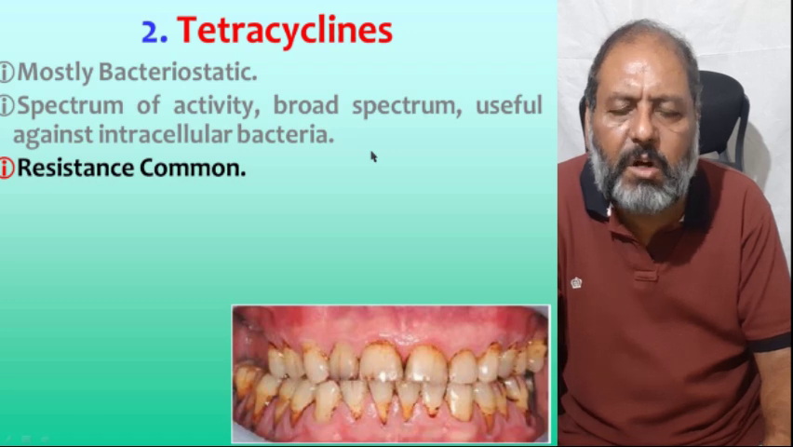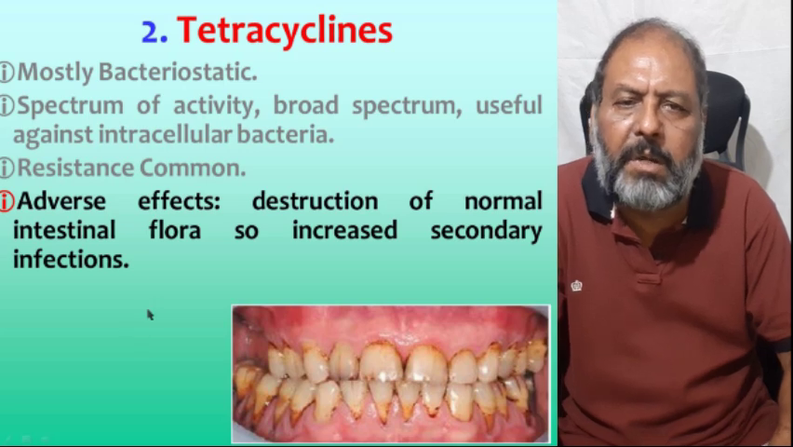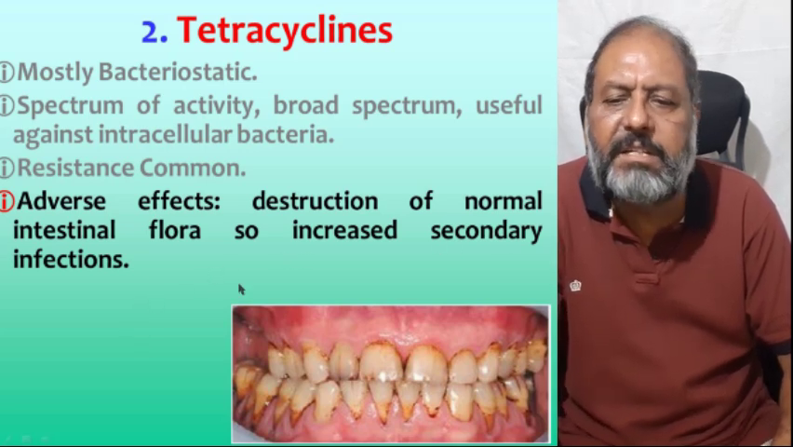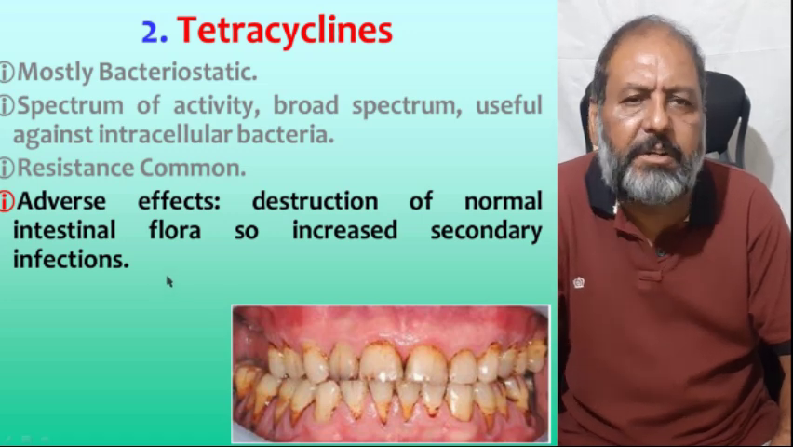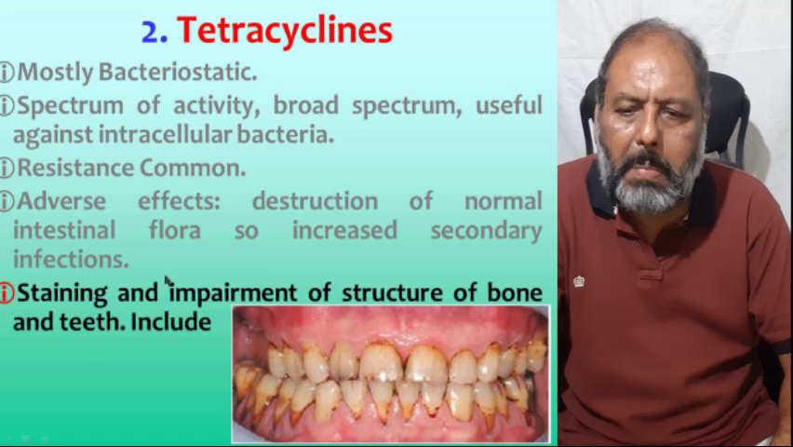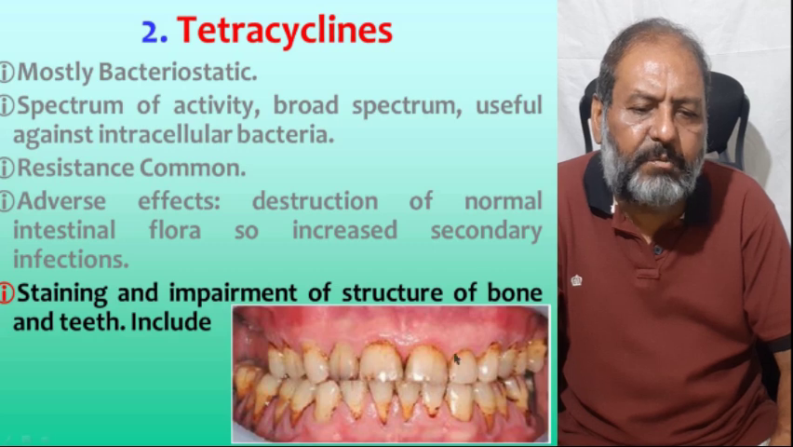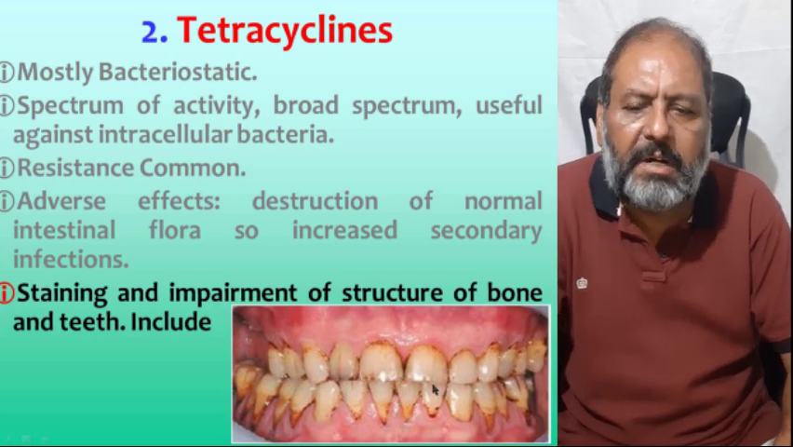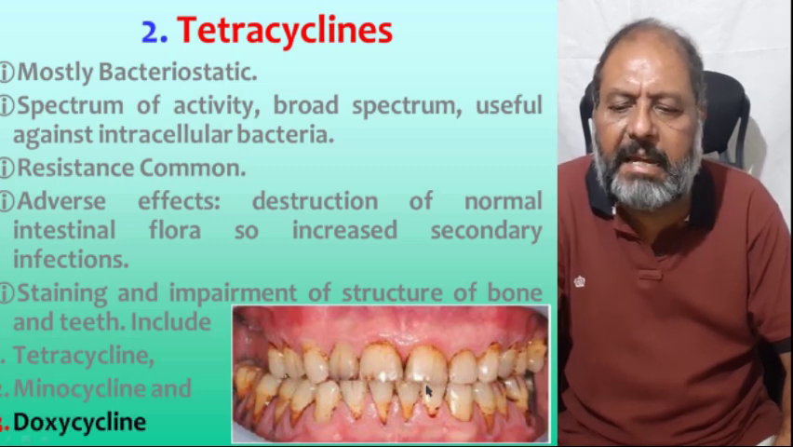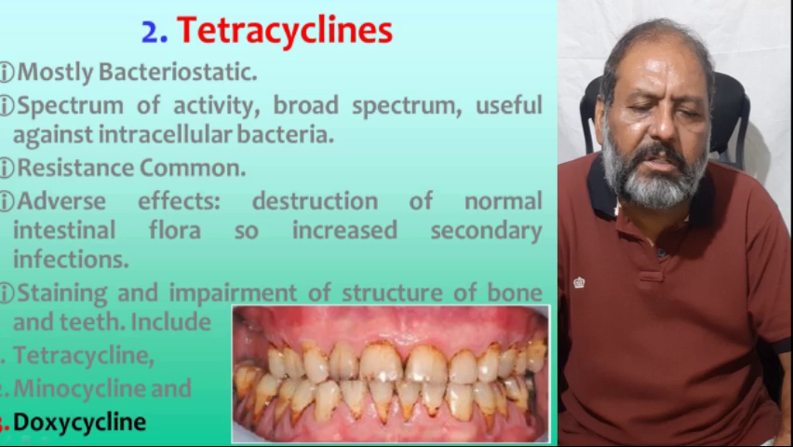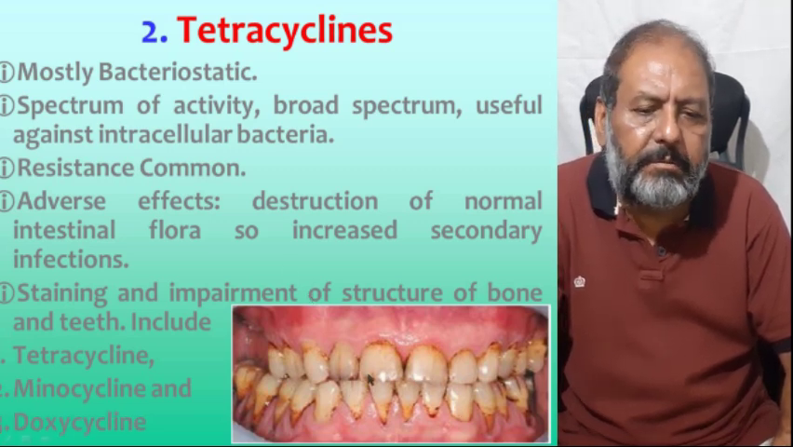Resistance is very common with these bacteria, and their adverse effects are destruction of the normal intestinal flora, so increased secondary infection, which prones the body to get infected by secondary invaders, and staining and impairment of the structure of the bone and the teeth, as one can see, that is just because of the tetracycline. Minocycline and doxycycline are all notorious for causing these side effects of gut problems and teeth staining.